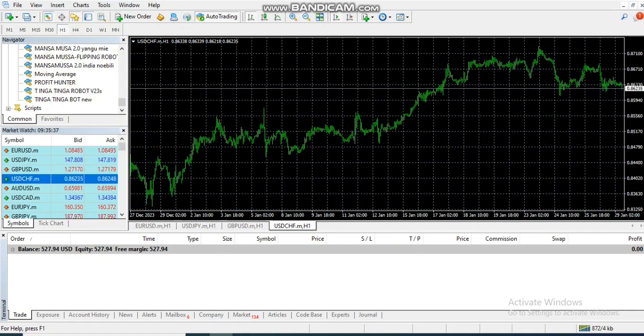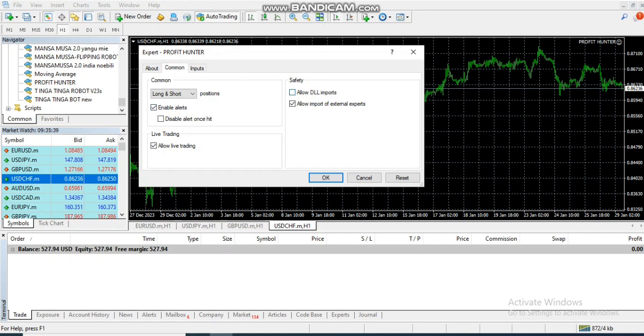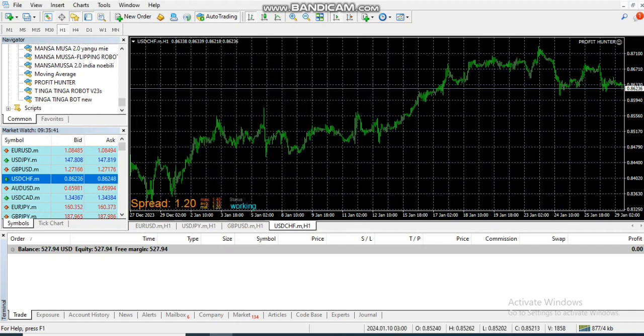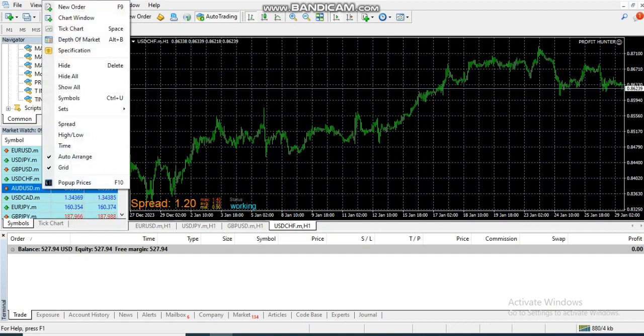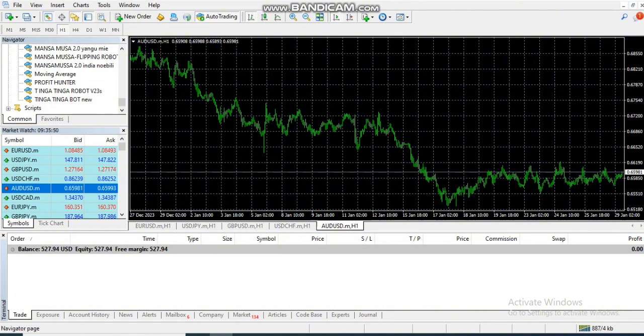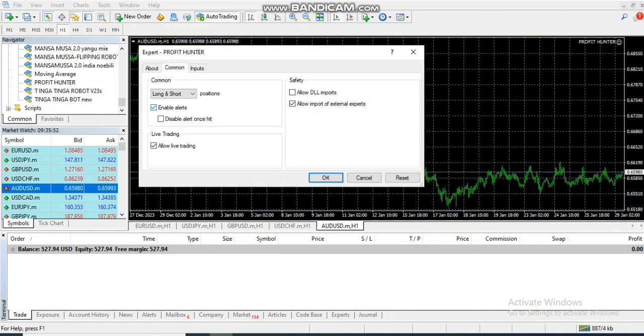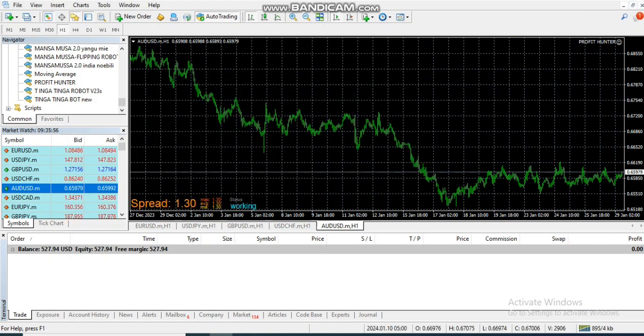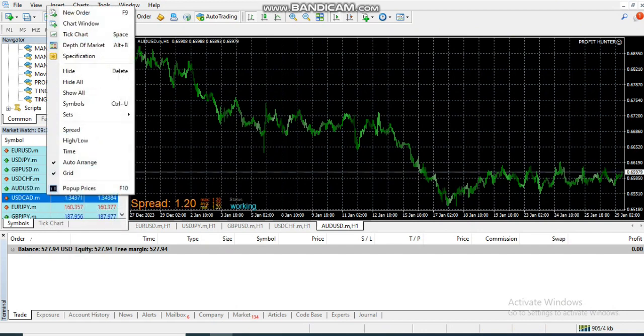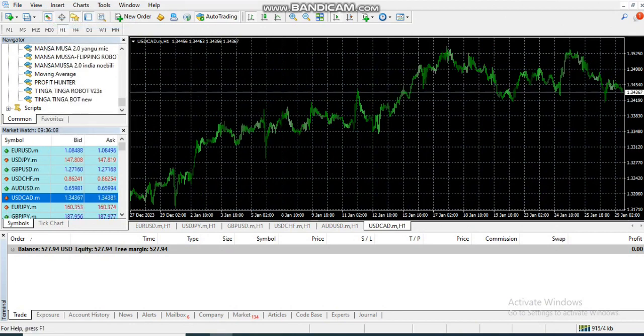We put the Profit Hunter robot on. We also put this on the chart again, and we put Profit Hunter. Okay, put the Profit Hunter again. It says yes. So you check about this, and then go to the chart and put the Profit Hunter the same way.